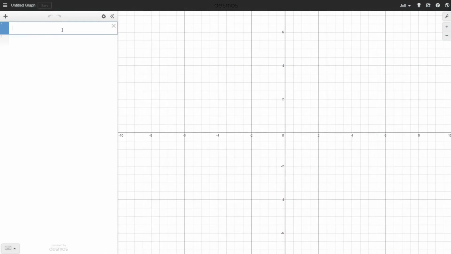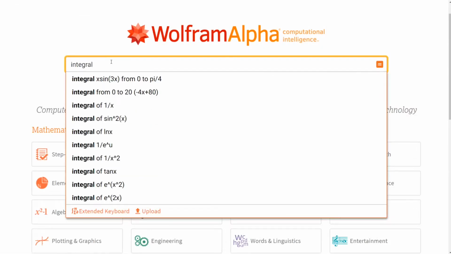Various technological tools such as Desmos can help us. If we type in integral from 0 to 1 of e to the negative x squared dx, Desmos will give us a numerical approximation for this integral. Wolfram Alpha will do the same thing.